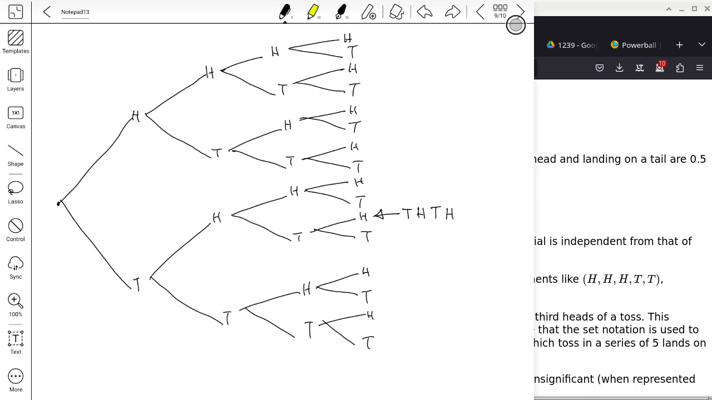Five times would have 32 leaf nodes, and it's just a little bit too tedious for me to handwrite with a tablet.